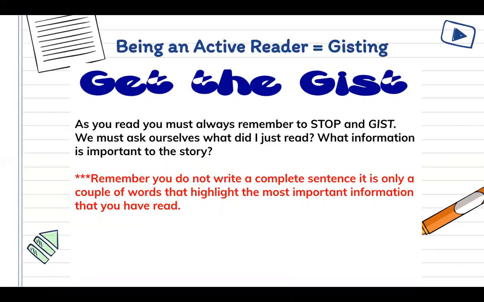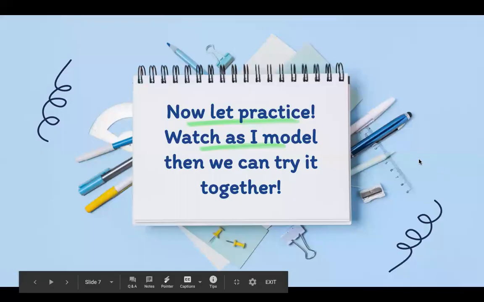Remember, you do not need to write a complete sentence. It is only a couple of words that highlight the most important information that you have read. Now, it may seem like a lot, but we're going to actually do it together. That way you can have a better understanding of what it looks like. Now we are going to practice.